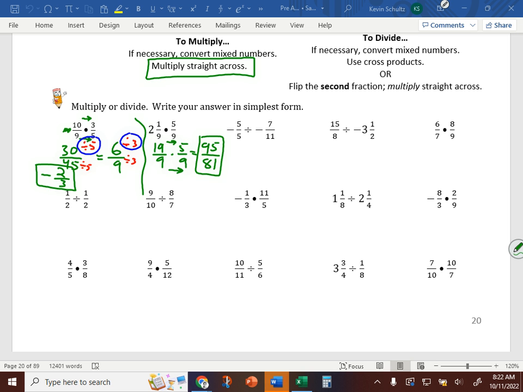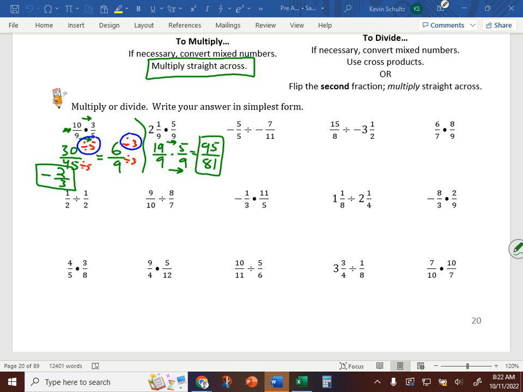Okay? So you've got the conversion from mixed numbers to improper fractions, which you should do when you add fractions anyway, right? Or can do, I should say. And then multiply straight across. And if necessary, simplify. For division, someone brought up cross products earlier. And that's one of the possible methods for dividing fractions.